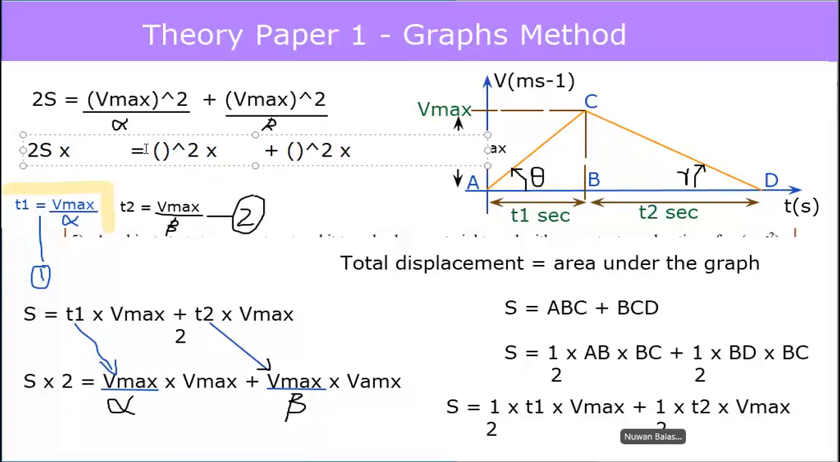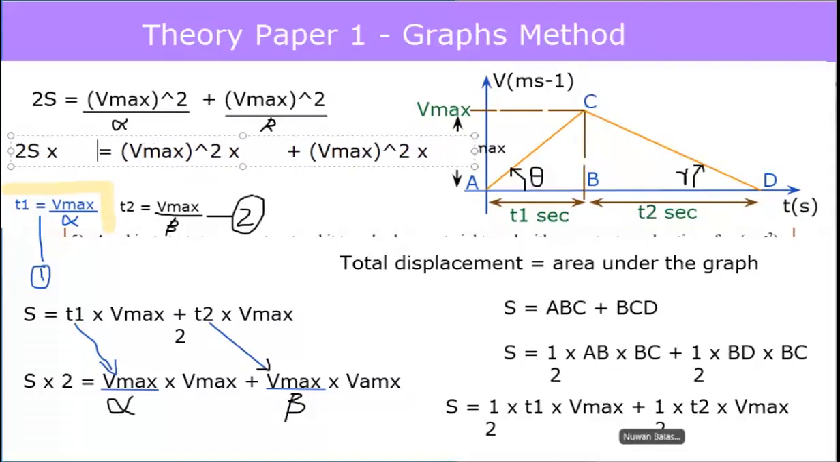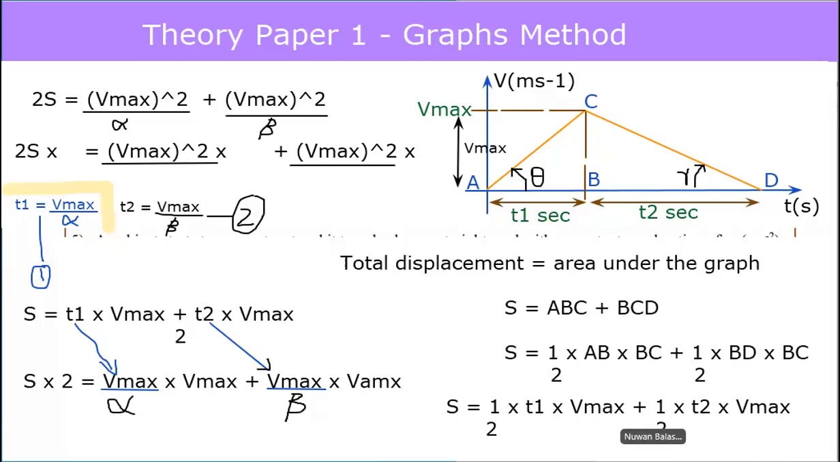So what is my suggestion, dear? I'm asking you to multiply all of these terms by alpha beta. Can you understand it? What am I asking you to do, dear? Multiply all the terms by alpha into beta, right? Try that method, dear. Multiply all of these terms, this Vmax square and this Vmax square and these 2s, by alpha into beta. So this is alpha here, this is beta.